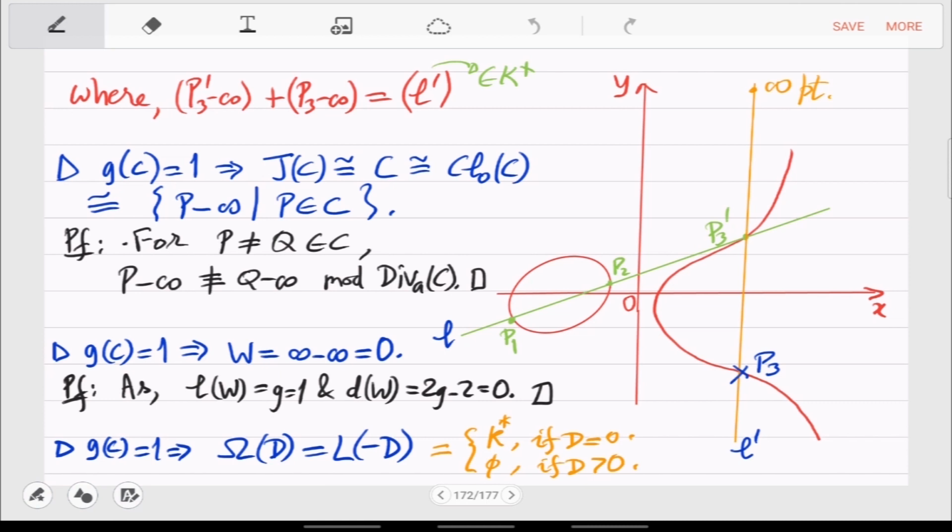So what you learn is that when genus is 1, the J of C is the same as C, which is the same as the degree 0 class group, which is the same as points minus infinity. So these points minus infinity are the distinct elements in JC and in CL0.